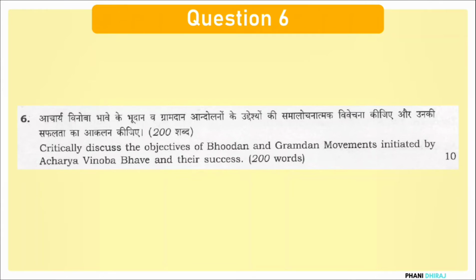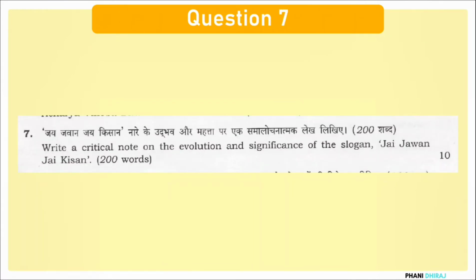Now moving on to question number 7. Now again, reading this question carefully: write a critical note on evolution and significance of the slogan Jai Jawan and Jai Kisan. Again, the limit is 200 words. The marks allocated are 10. So what are the keywords in this question? You are being asked to critically evaluate the significance of the slogan Jai Jawan, Jai Kisan. Now what are the important points that you have to keep in mind for this answer?